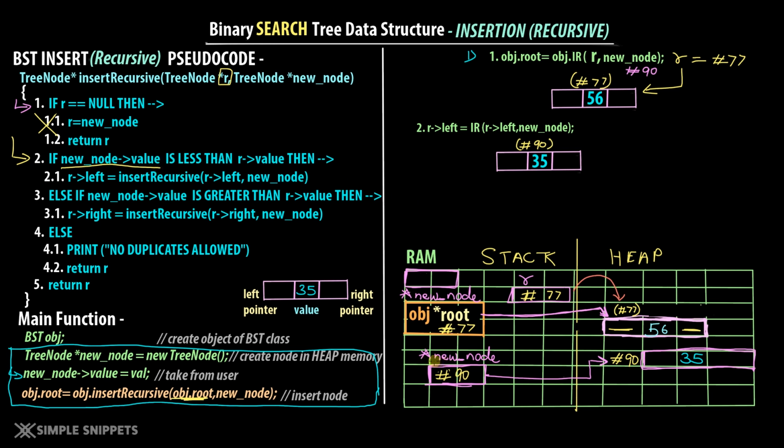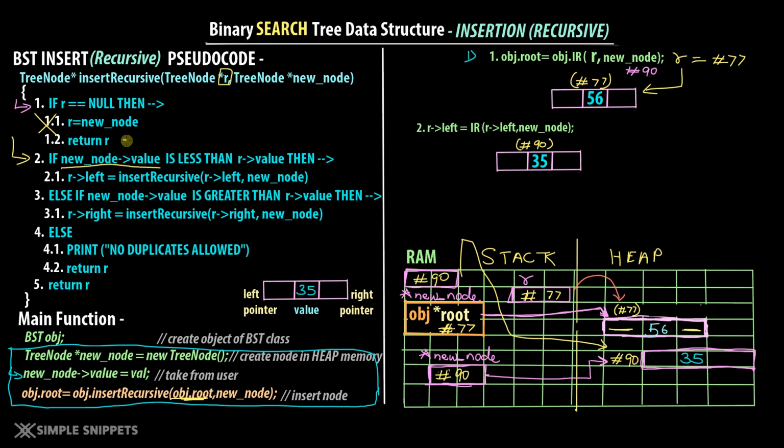New node right now, which is also passed over here, is basically another new node which is going to store hash 90. So this new node is separate, or it is a local variable which is also going to point to the same node. Okay. So it is pointing to this object with the address hash 90 and it has the value 35.